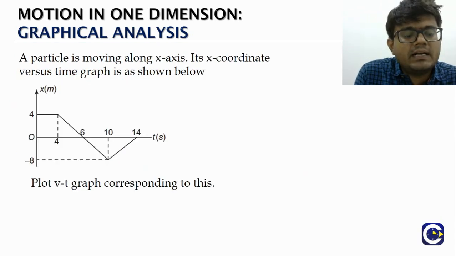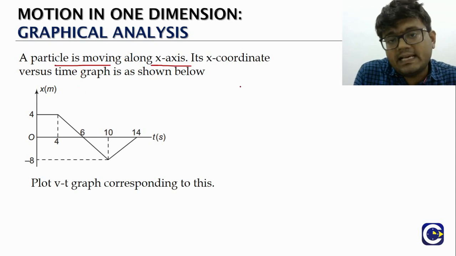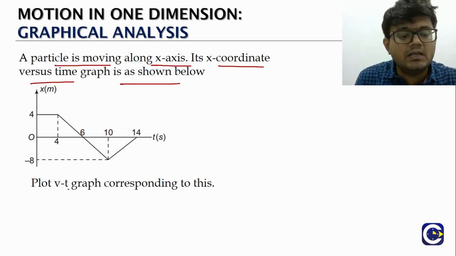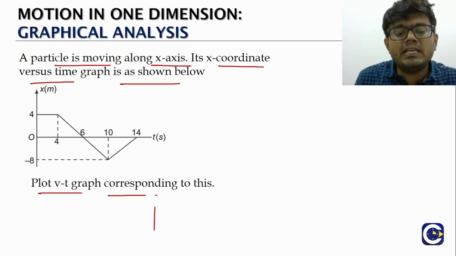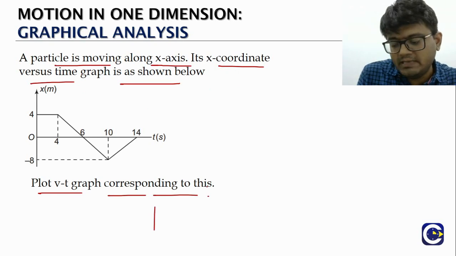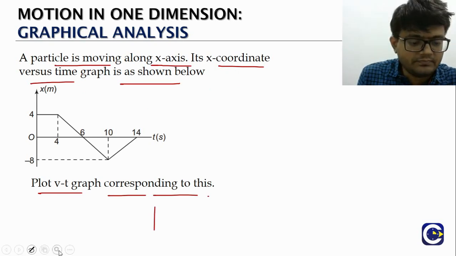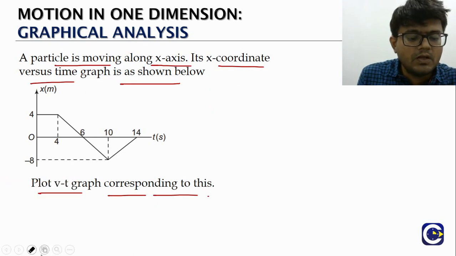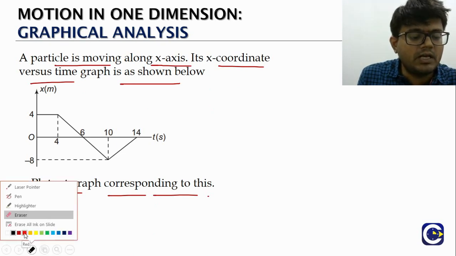Next we have another graph. A particle is moving along the x-axis. Its x coordinate versus time graph is given. Using this data we have to plot the velocity time graph. So we have to look at the position time graph and plot the velocity time graph.